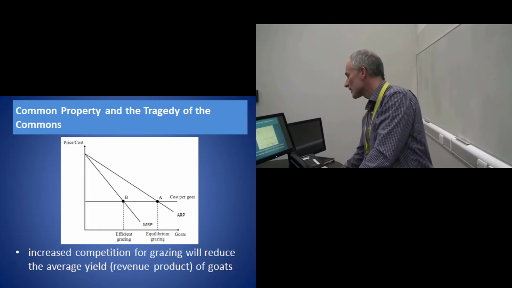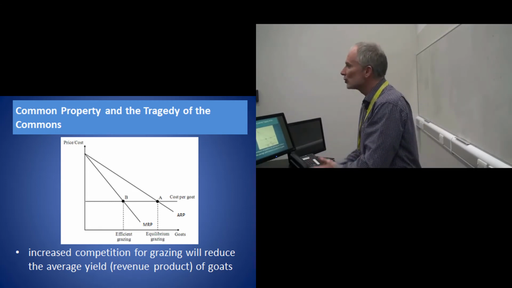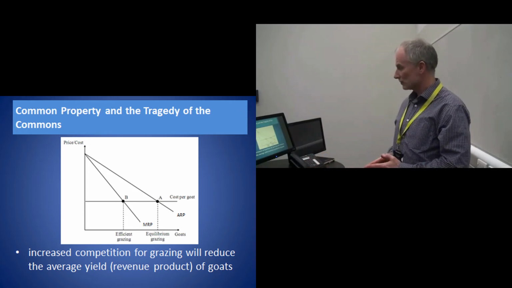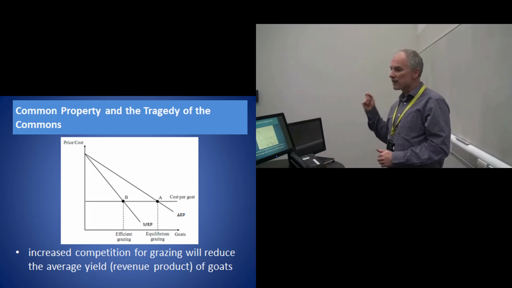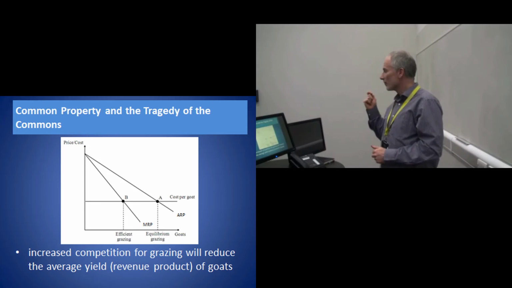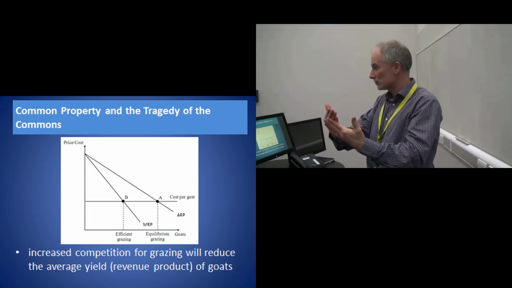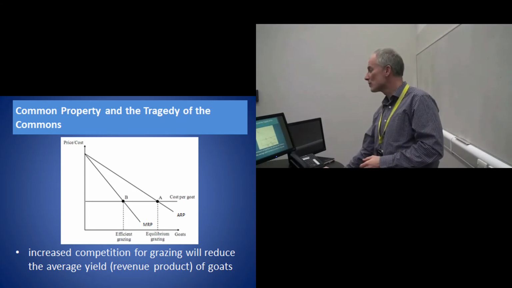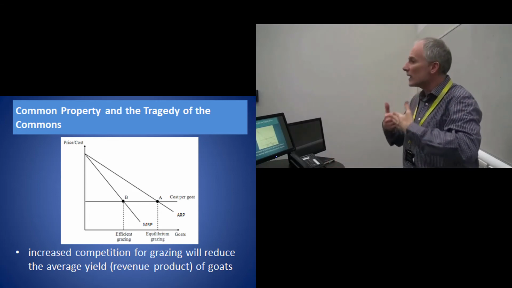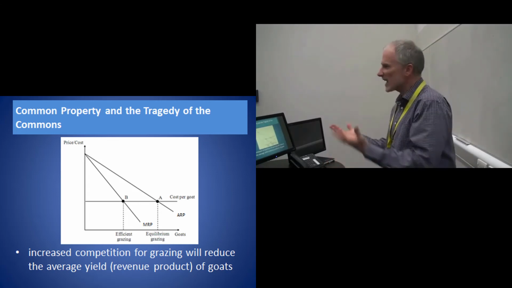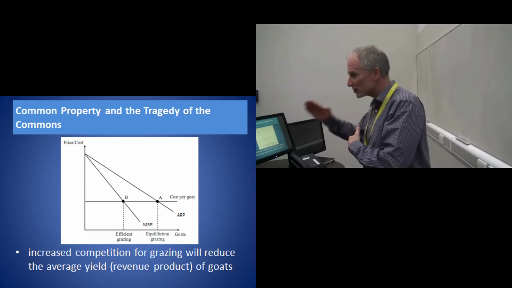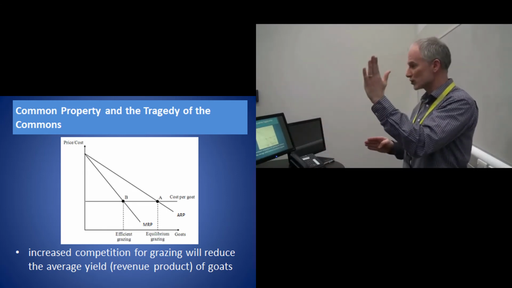The other downward sloping line that we've got here is the marginal revenue product. That shows the value of the extra milk produced by the marginal goat. And if average revenue product slopes downwards, marginal revenue product must slope downwards even more steeply. It's that classic relationship between an average curve and a marginal curve.